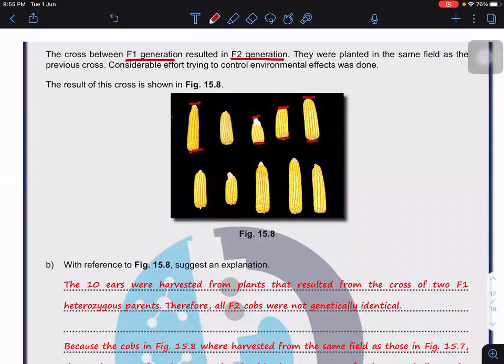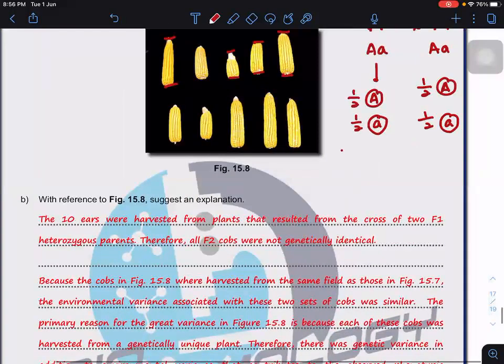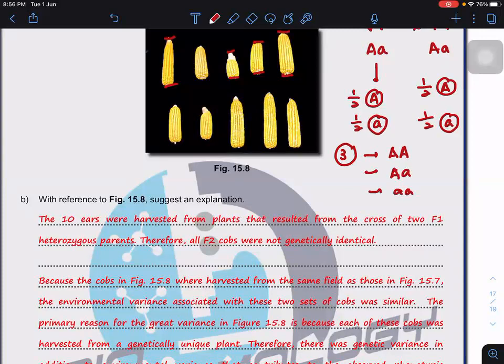Why? Because when we cross the F1, F1 is big A, small A, crossed with big A, small A. So we're going to get half of them big A, half of them small A. They are no longer genetically identical. If you cross them, you're going to get three different varieties here. Why three? You're going to get big A, big A; big A, small A; and small A, small A. So each of them will give us a different length, okay?